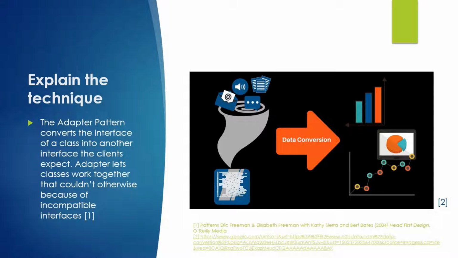Data can be provided to software in many different formats. Oftentimes this is a format that the software is unable to use. Therefore, it's important that the software be able to convert that data into a format that it is able to use. This is where we use the adapter pattern. It converts the interface of a class into another interface the client expects. Adapter lets classes work together that couldn't otherwise because of incompatible interfaces.